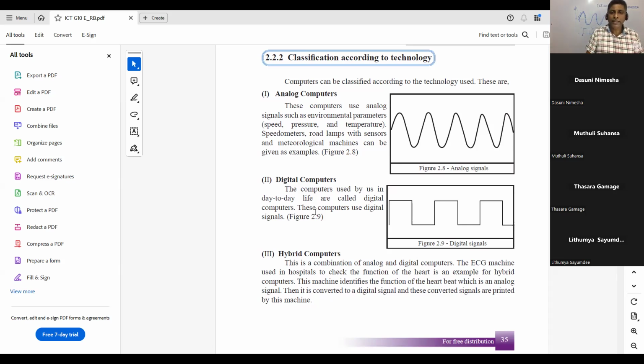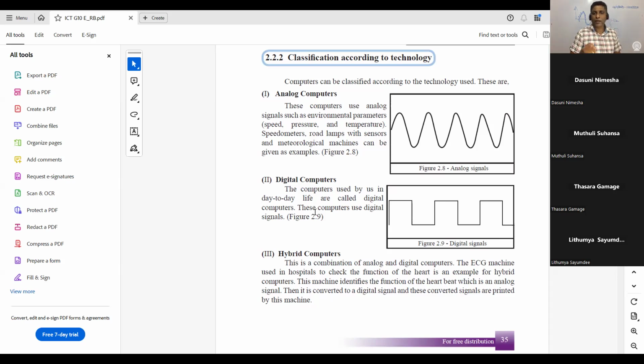But if you talk about an ECG machine, right? It converts your heart pulses to digital form. So it's a combination of analog and digital, right? It analyzes your analog signal and converts it to digital. So those are called hybrid computers, right? ECG machine is one example. They use it in hospitals to check the function of the heart, right? It's an example of a hybrid computer. The machine identifies the function of the heartbeat, which is an analog signal. So you can understand it's an analog signal.